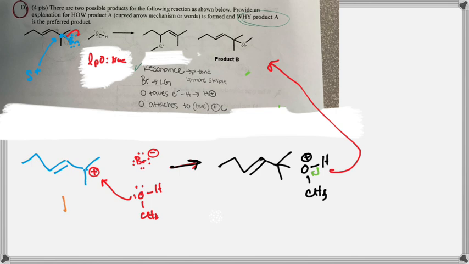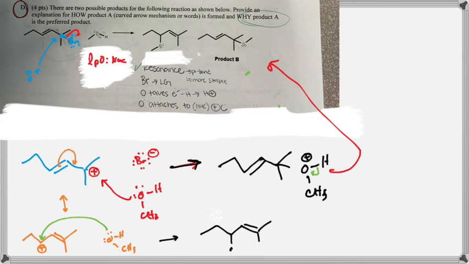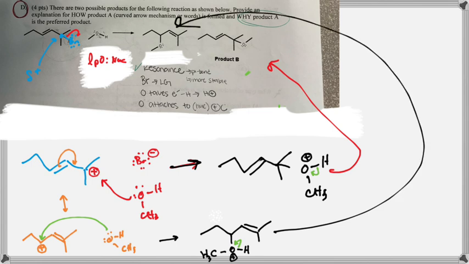The other part that we would acknowledge is that this structure has the capacity for resonance. Okay? That capacity for resonance shifts the positive charge to a different spot. Now my oxygen can come in and attack there. Okay? Again, it doesn't want to be positive, so it donates the electrons, and we would get product A.